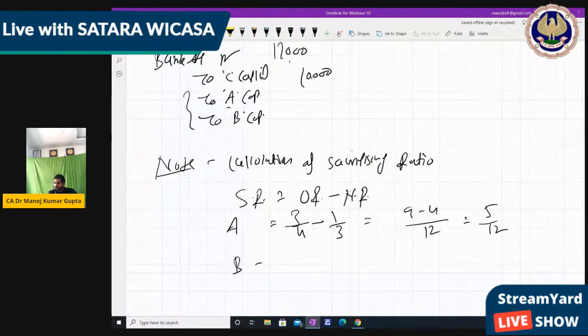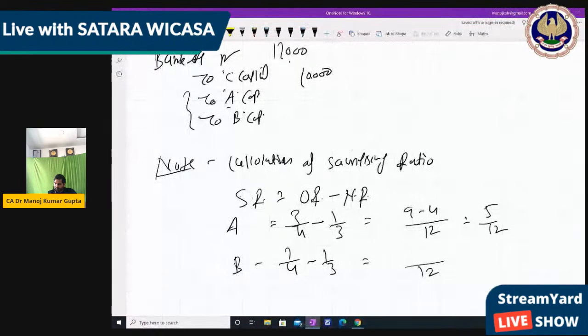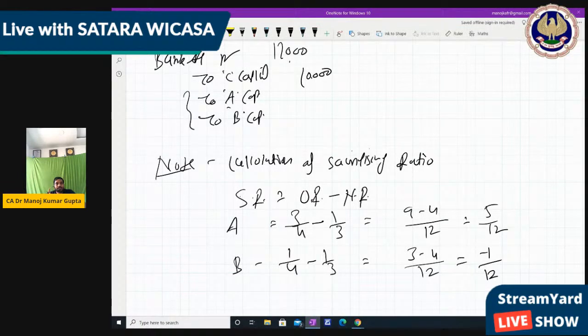Then B's share is also 1/4 minus 1/3, that is 3 minus 4 upon 12, negative 1 by 12. It means what? B has not sacrificed, B is the gaining partner. So A will get from B as well as from C.